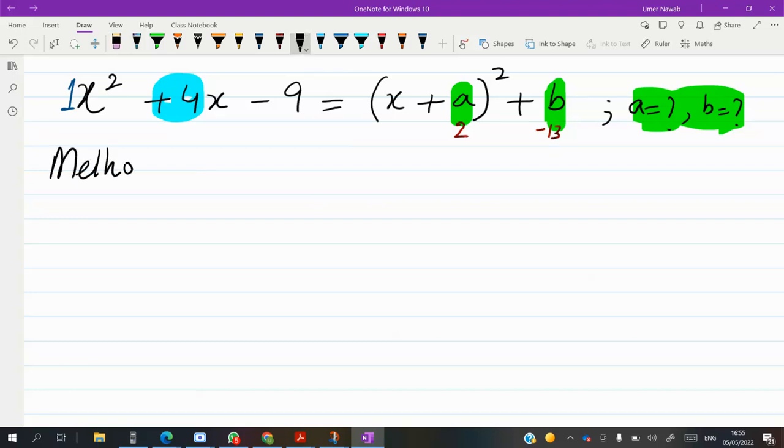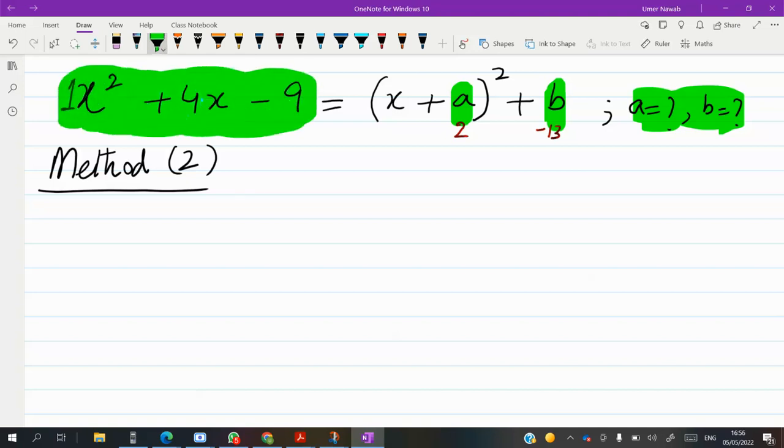This is method number 2. I will use the application of differentiation, the derived function. So I will find the derived function of x squared plus 4x minus 9. The differentiation of x squared is 2x, the differentiation of 4x is 4, and the derivative of minus 9 is 0. Now, to get the turning point, the vertex, we always put dy by dx equal to 0.